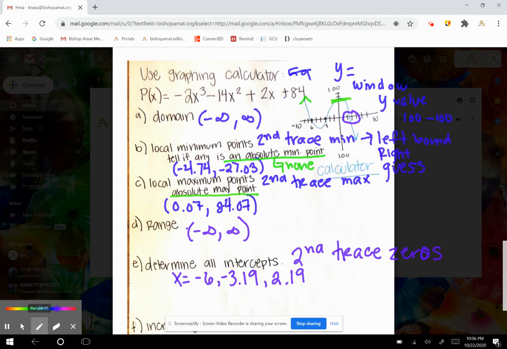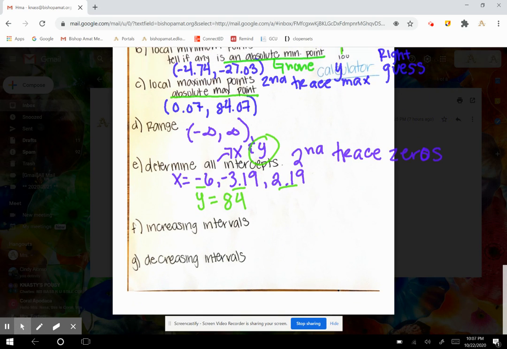Now, when it says all intercepts, that means the x and the y. So the way you figure out the y-intercepts is by taking each one of these numbers and plugging it back into your equation. So what would happen if you plugged -6 in there? Oh, no, I'm sorry. I lied. The y-intercept is where it hits the y line. Duh. Sorry. Okay, so where it hits the y line is all the way up here at that maximum at 84. Okay, so my y-intercept, I'm still laughing at my dumb mistake, is 84.